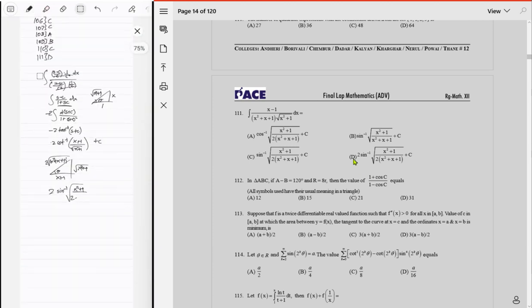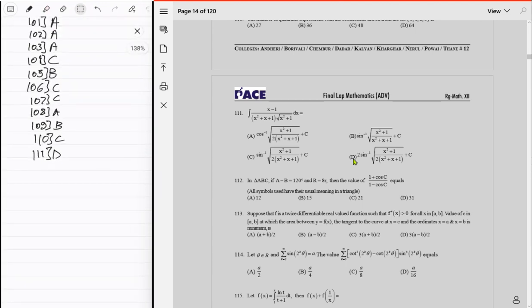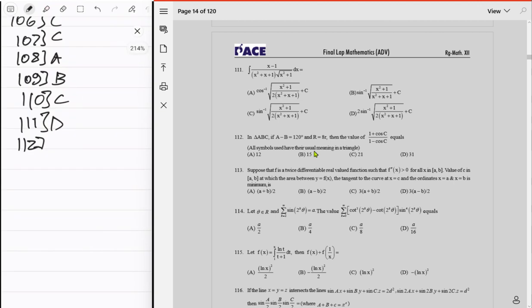That's what I was asking, how did the square root come over all of this? If you use cosine of 2 theta then it doesn't come. There's only one way: you must have done sine directly without the double angle formula. Okay, in triangle ABC, if A minus B is equal to 120 degree and R is equal to 8r, find the value of this thing. Okay, A minus B is 120 degree, and R is equal to 8r, I think this is important, so fine, try it out.